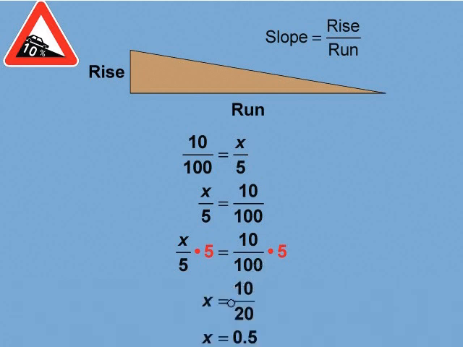Simplify the term on the right to get 10 over 20, which is equal to 1/2, or 0.5. So the car travels a vertical distance of half a mile after it travels a horizontal distance of 5 miles. This is a common feature of grade measurements: large horizontal distances compared to small vertical distances. Let's look at another example.